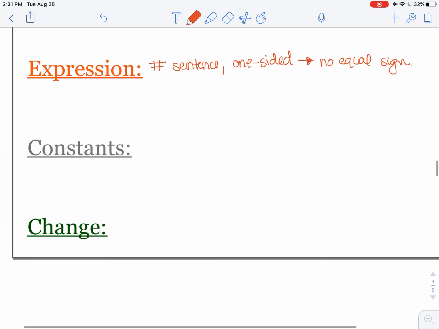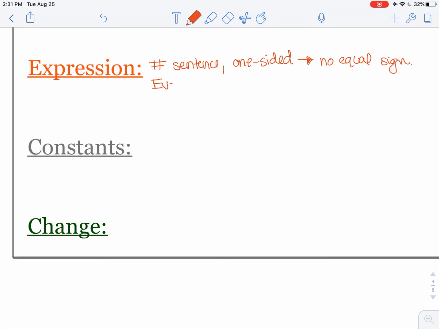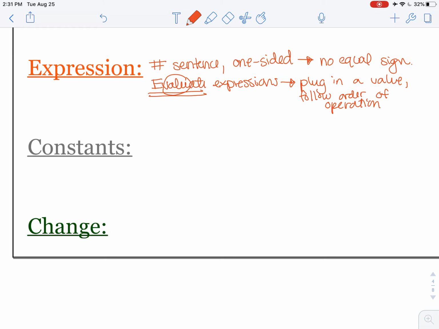And what we can do with expressions is we can evaluate expressions. And what that means is we plug in a value and we follow order of operations to simplify that expression down to one number. We simplify the expression down to one number. We evaluate. We plug in the value. We don't solve expressions, we evaluate them.